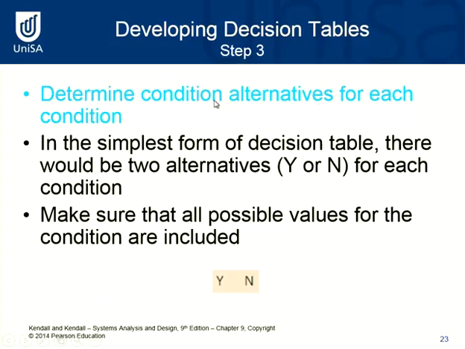Step three, we want to determine condition alternatives for each condition. So in the simplest form, our condition alternatives are yes or no. That's the answer to those particular decisions. And you make sure that all possible values for the condition are included. Again, you may have a range of alternatives. Other scenarios might not just have a yes or a no alternative. It could be a particular phrase or a word that is part of the alternative. Could be yes or no or maybe. So there are different alternatives. I'm giving you the simplest example, with yes or no being the answer to those particular conditions.